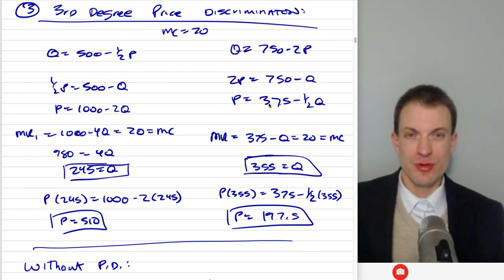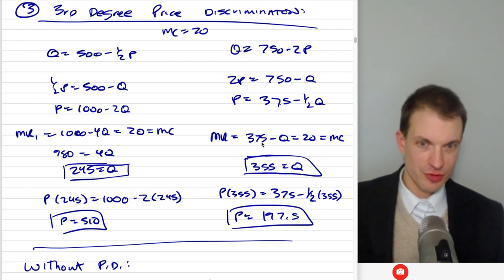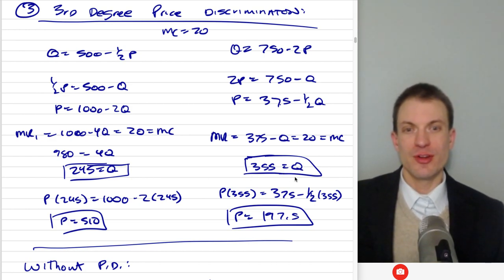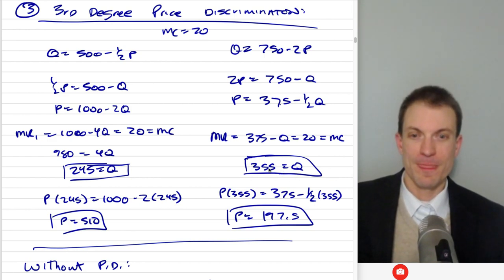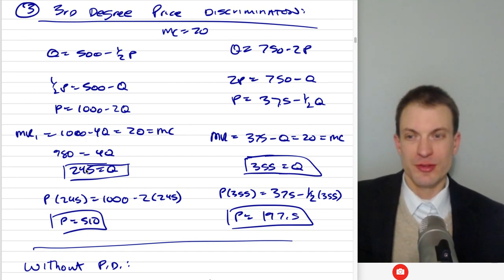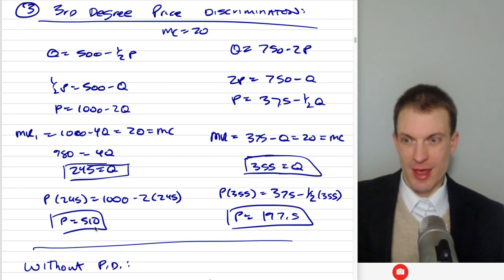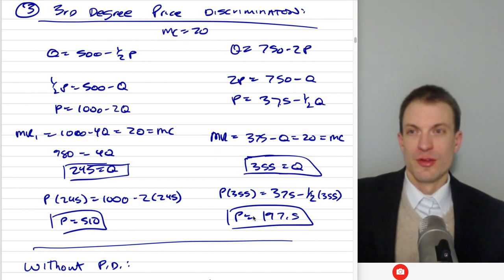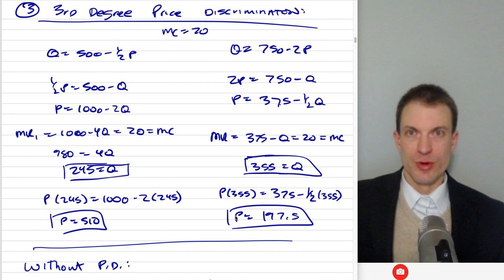What about segment 2? Well, if this is my inverse demand, my marginal revenue is going to have the same vertical intercept, but twice the slope. That's why it's only minus Q. It's equal to 20, so my quantity is going to be 355. Finding the associated prices. Okay, let's drop this into my inverse demand, and we'll find the price. So I'll do that here too. Good. So this is my solution with price discrimination.